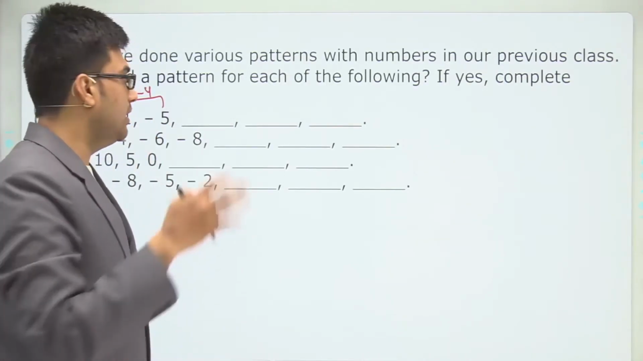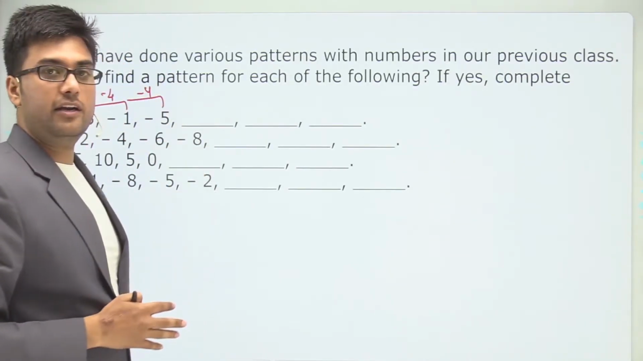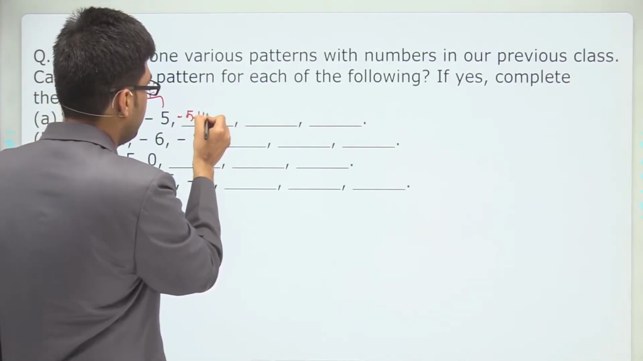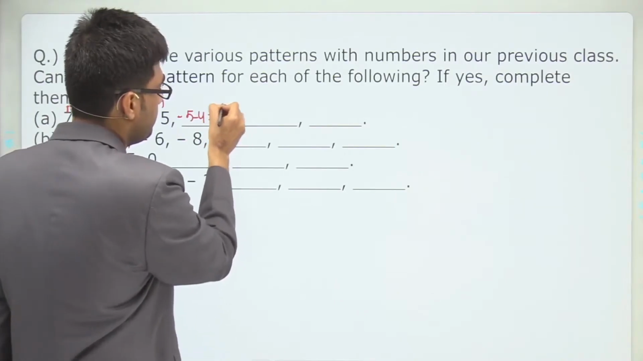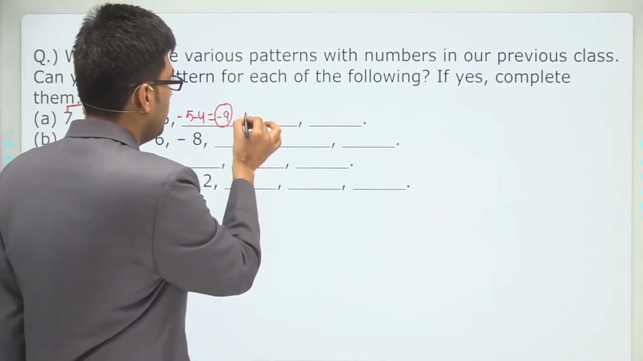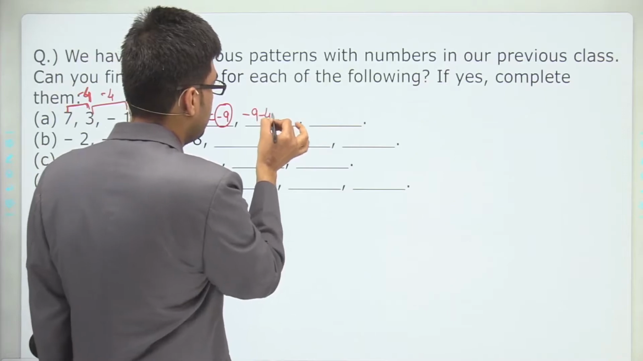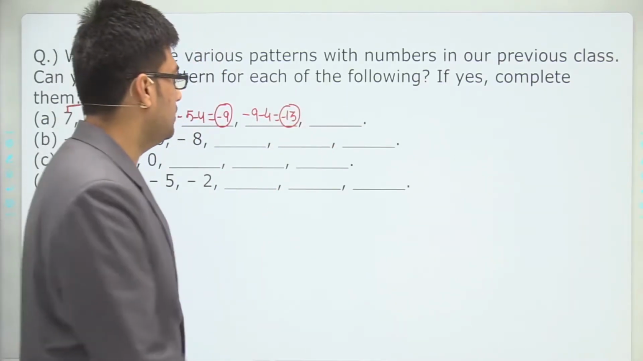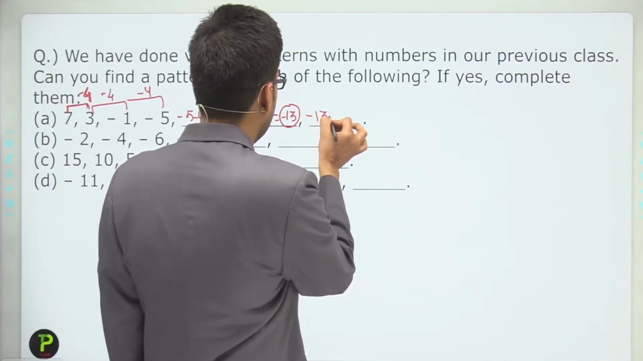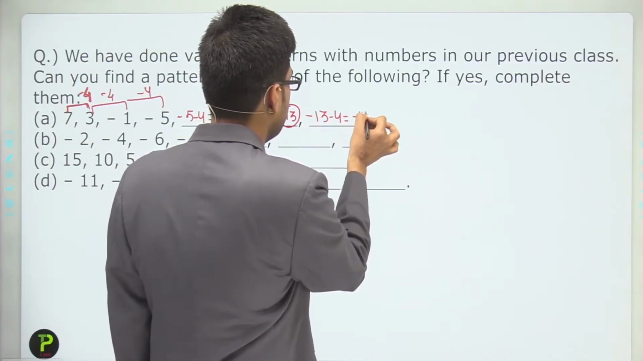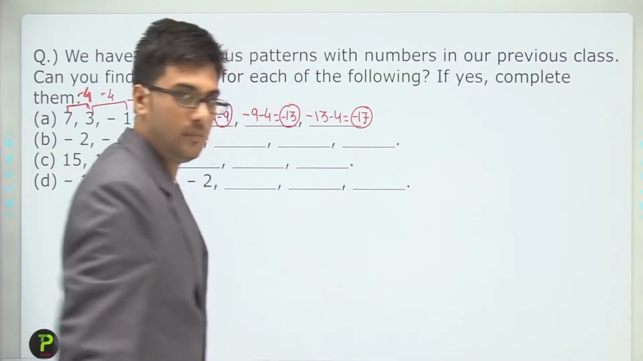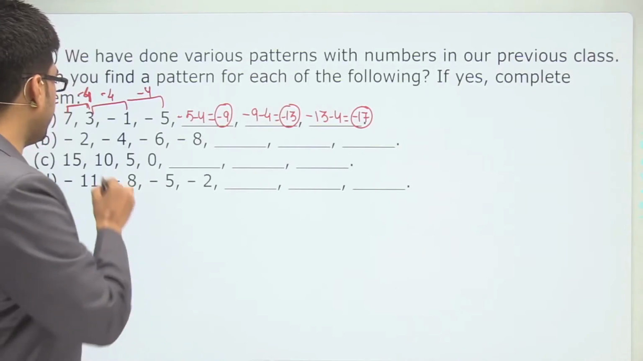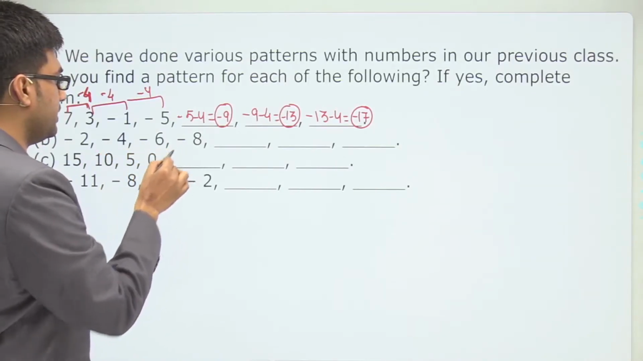Here, students, 4 is subtracted from the previous number. So minus 5 minus 4 is equal to minus 9. Now minus 9 minus 4 is equal to minus 13. Now minus 13 minus 4 is equal to what? Minus 17. Clear?